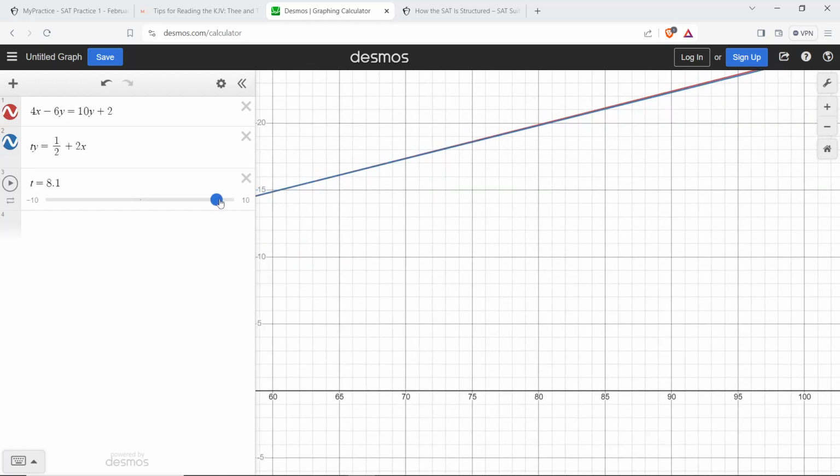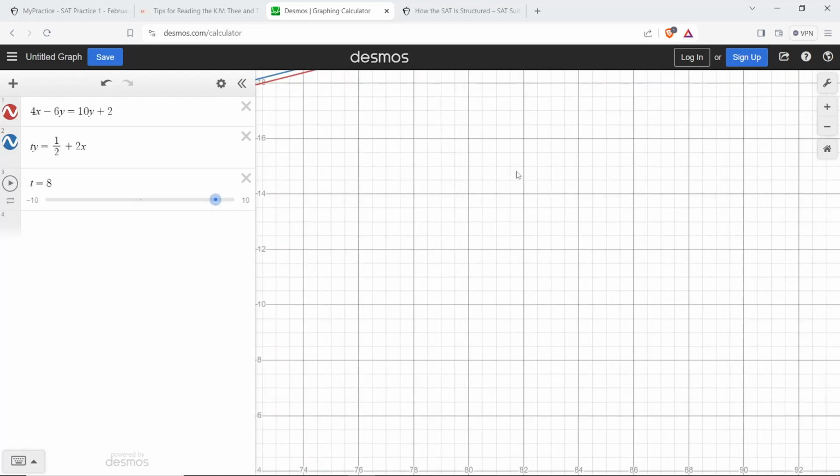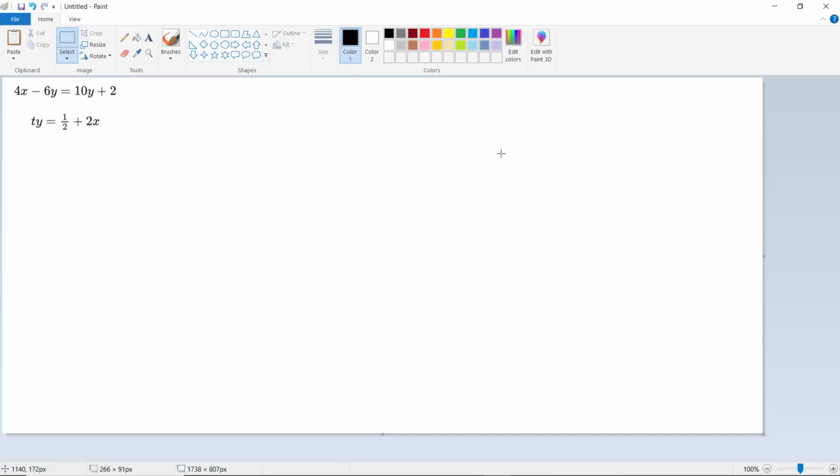So that's doing it with Desmos. Create a slider, and then make sure you get it where those lines are parallel. You have to know that parallel lines have 0 solutions. A system of parallel lines has no solutions.